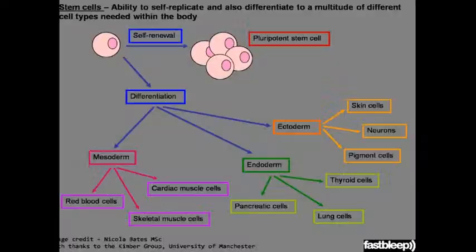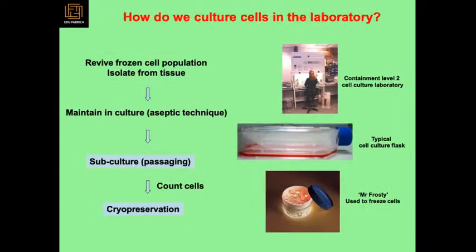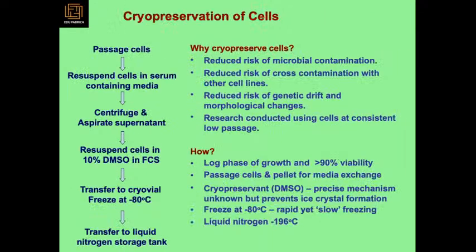So we are done with this part of the basics, the medium, the passaging, then how we do the cryopreservation. In the cryopreservation, we just take the passaged cells, then resuspend cells in the serum containing media, and then centrifuge and aspirate the supernatant. Then resuspend cells in 10% DMSO and FCS, then transfer to the cryovial, freeze to minus 80 degrees Celsius, then transfer to the liquid nitrogen storage tank.